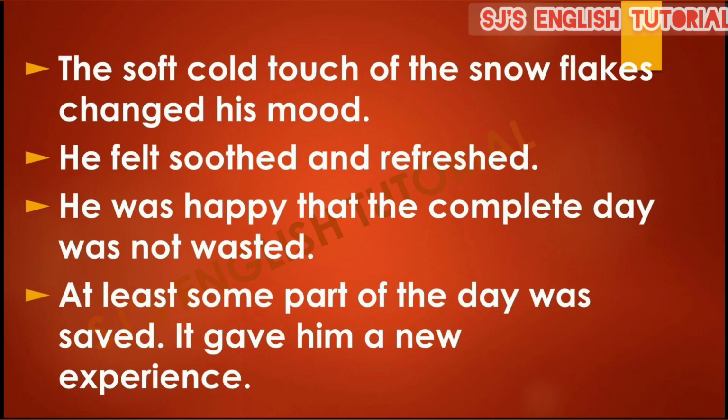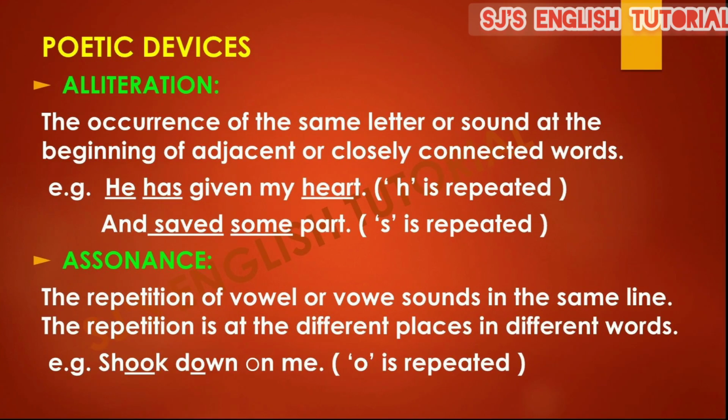Now let us discuss poetic devices used in the poem. Alliteration. The occurrence of the same letter or sound at the beginning of adjacent or closely connected words is called alliteration. Example, has given my heart. H is repeated here. I have underlined the words. Please have a look. And the second example, and saved some part.